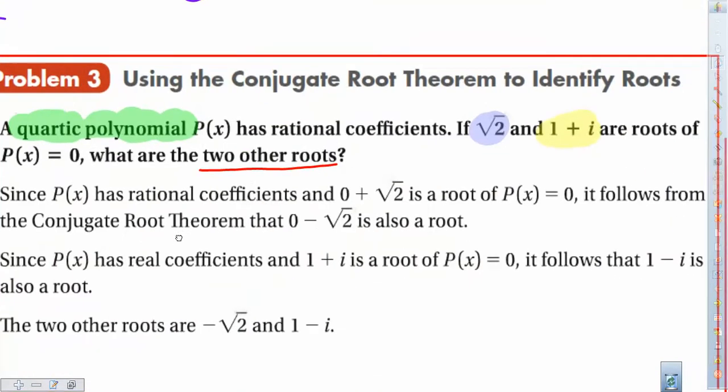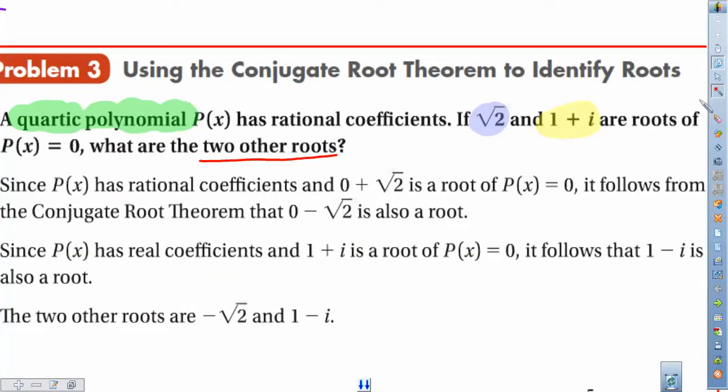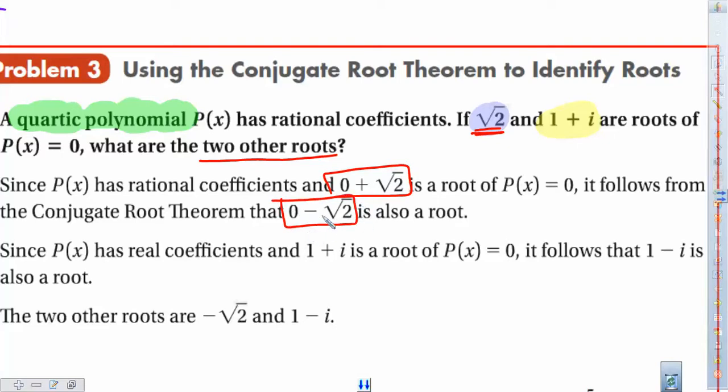So if I'm looking at this square root of 2, what they're trying to help you along with is to think of that square root of 2 as looking like this, 0 plus the square root of 2. And you cannot have 0 plus the square root of 2 without its buddy, 0 minus the square root of 2. In other words, if the square root of 2 is a root, then negative square root of 2 must also be a root. And do you see how they repeat this message with 1 plus i? If 1 plus i is a root, 1 minus i must also be a root.